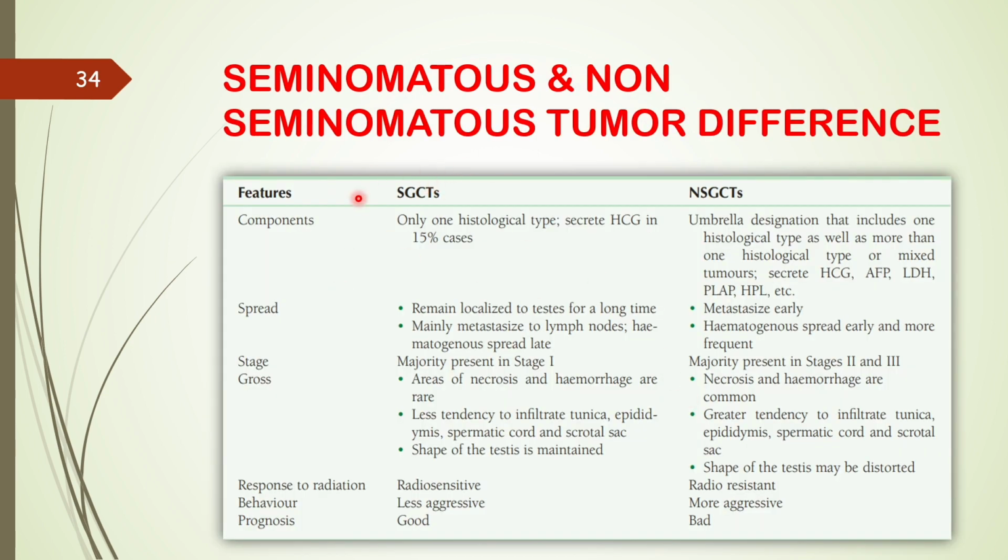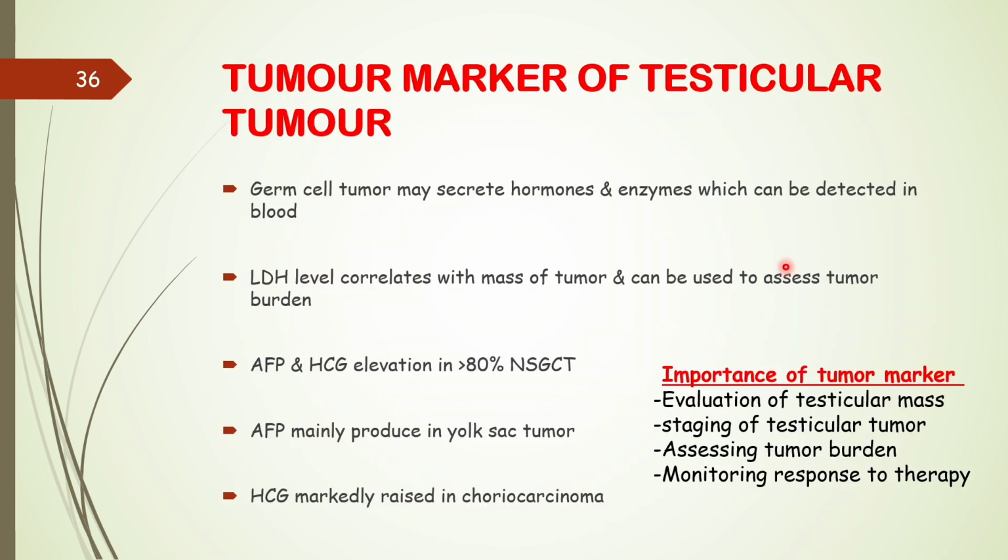The main difference is that seminoma usually shows one histology type. Prognosis is very good. They are radiosensitive, less aggressive, usually present in stage 1, and necrosis and hemorrhage are not present. While non-seminomatous tumors usually present in stage 2 and 3, they can metastasize, and via the hematogenous route they can spread to multiple organs. The prognosis is very poor. Prognosis is bad. It is radioresistant. Radiotherapy will not work in a non-seminomatous tumor, and they present with more than one histology type.